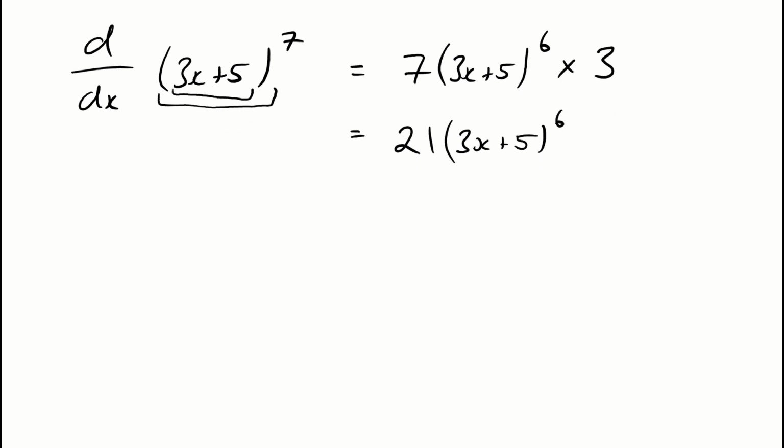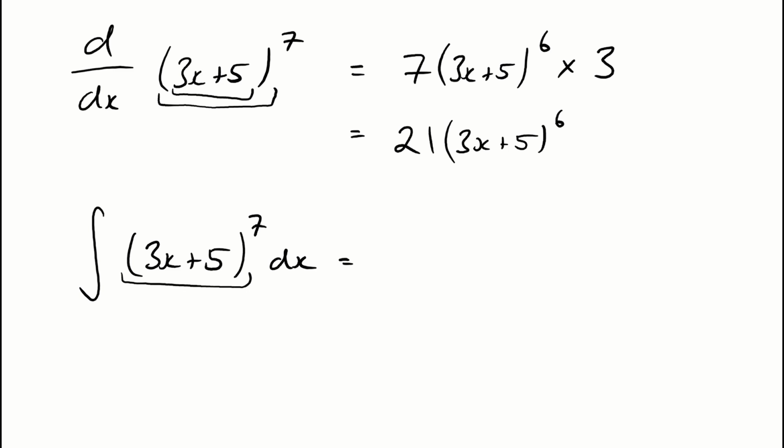Now, what if we were asked to anti-differentiate (3x + 5)^7 with respect to our variable x? Well, again, we could expand out every single one of these brackets and anti-differentiate each individual term of the polynomial, but most definitely not time efficient. And in fact, there's kind of a reverse chain rule that we can use, which says, let's just integrate this bracket, similar to how we differentiate the bracket in the differentiation.